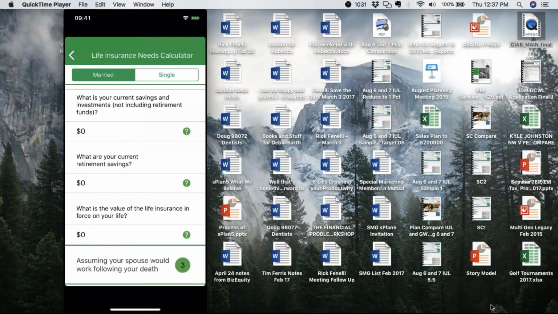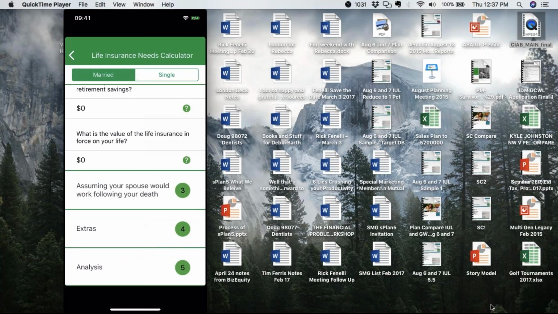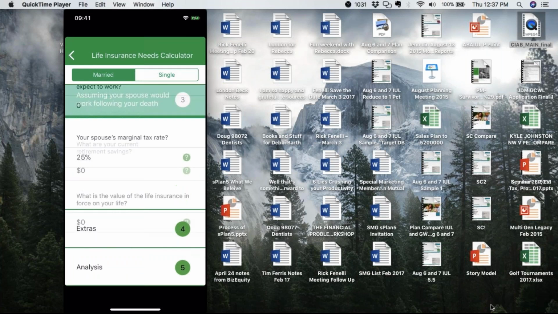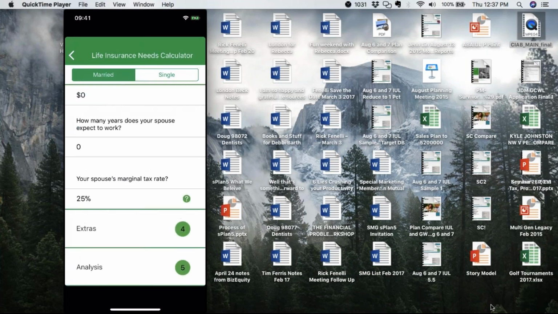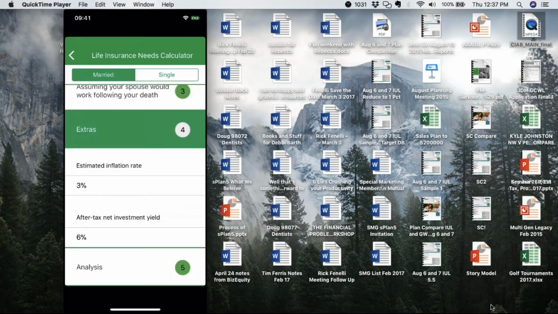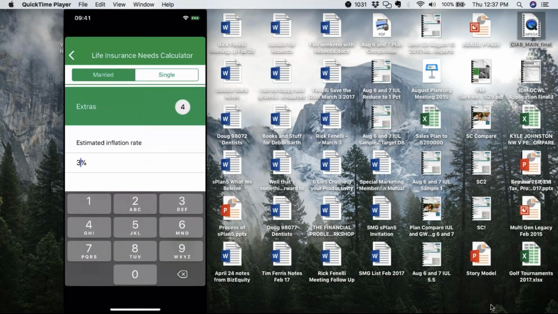I am not going to assume any current savings or retirement savings or current life insurance. I just want the raw number. And then you can also put in spouse's income, but I'm going to leave that blank as well. And then finally, as you scroll down here, we look at the extras, and we're going to assume in this case an inflation rate of 2%.